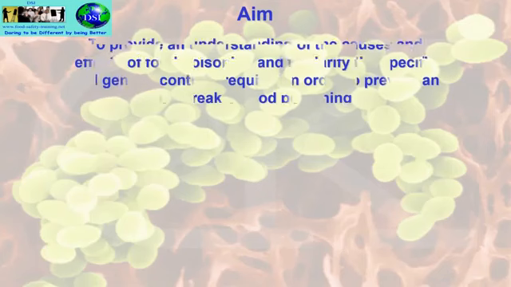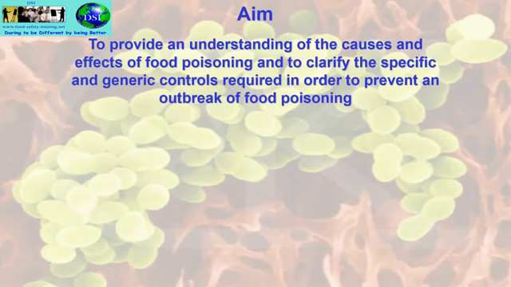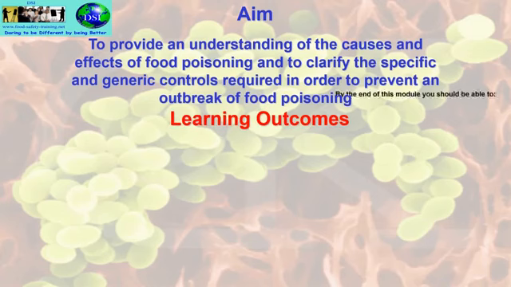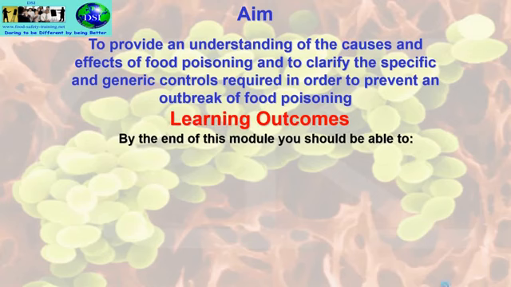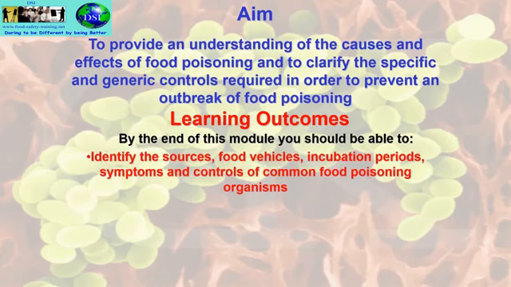So the aim of this unit is to provide an understanding of the causes and effects of food poisoning and to clarify the specific and generic controls required in order to prevent an outbreak of food poisoning. And the learning outcomes: by the end of this module, you will be able to identify the sources, food vehicles, incubation periods, symptoms and controls of common food poisoning organisms.